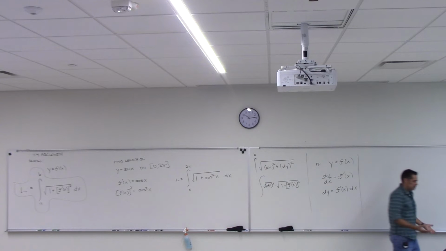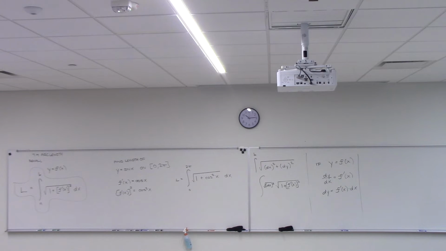Seem fair? Now, I made up this example because that's what I had on the board. And you can see the formula being used pretty easily there, right? The derivative, square it, add 1, put it under a root, you're in business. Here's the problem. That integral is going to be impossible for us to do.